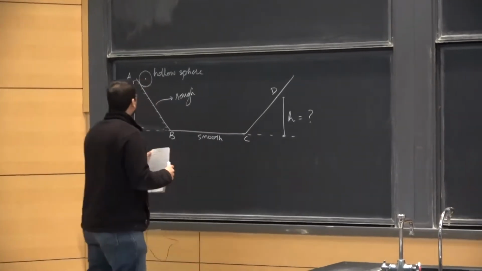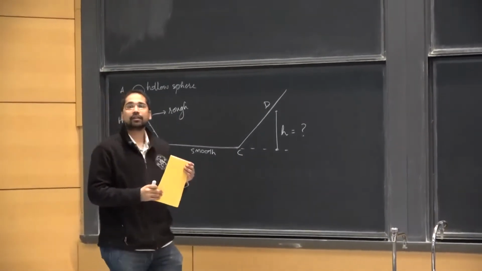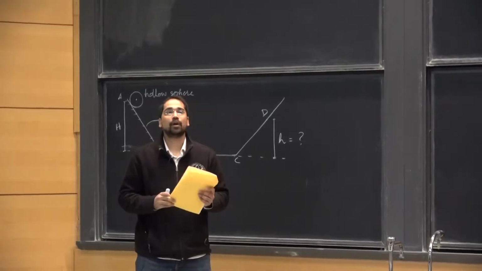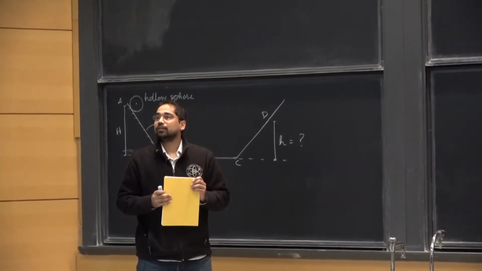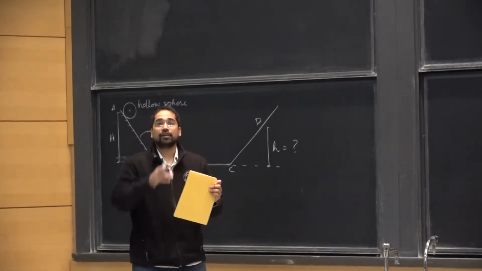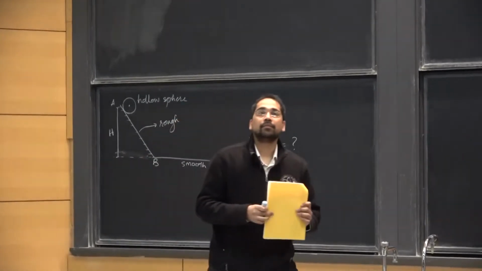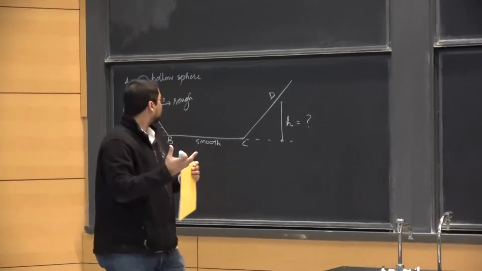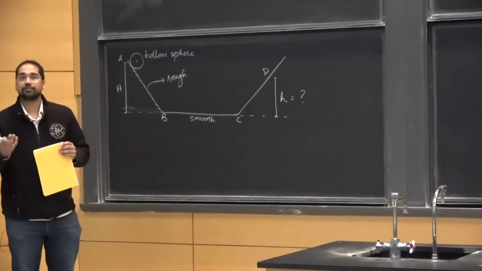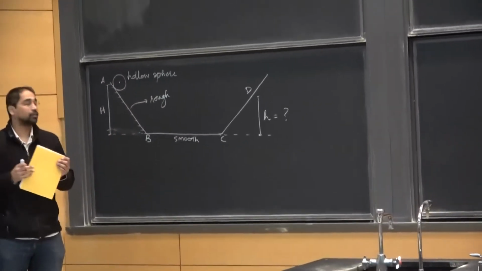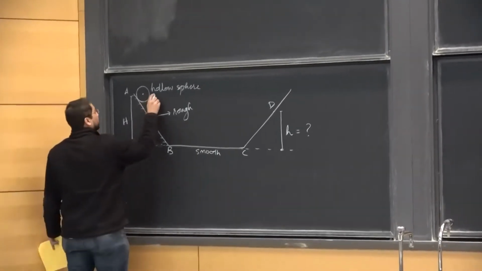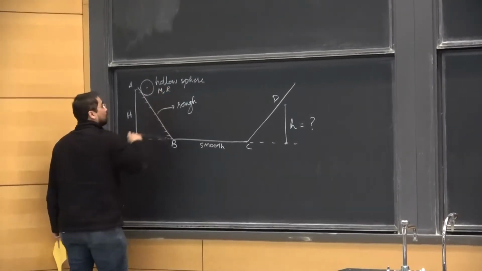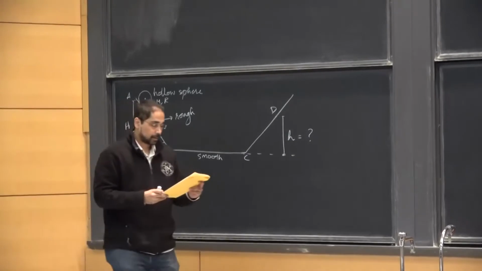So, any ideas on how to tackle this? How would you start? Right, we would like to use some sort of energy conservation, right? Because that seems to be the easier thing to do. So this hollow sphere has mass m and radius r.